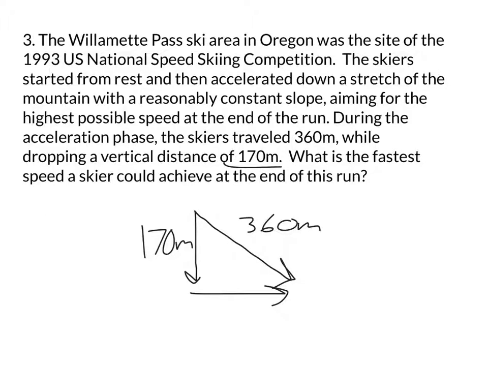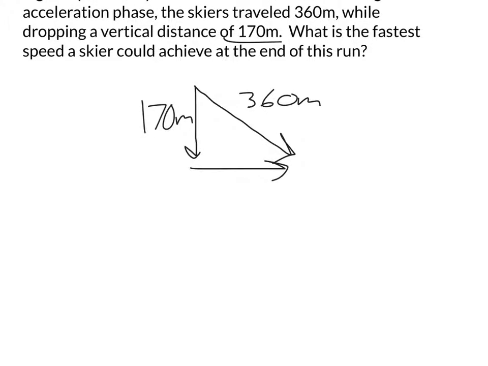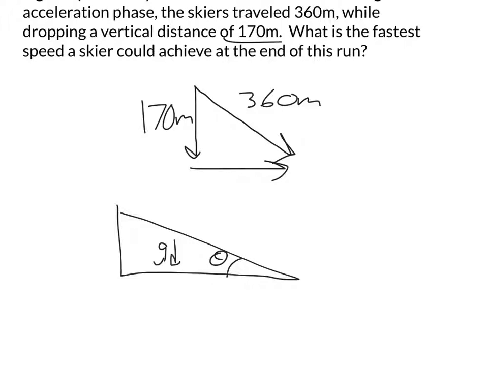So, what is the fastest speed a skier could achieve at the end of this run? So let's think about what we know about angled surfaces. If you're traveling on an incline that's inclined at some angle theta, gravity tries to pull you down this way, but there's a surface in the way. So what really happens is you only get part of gravity. You get the part that actually pulls you down the incline.